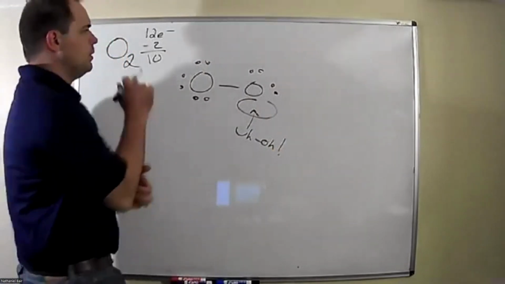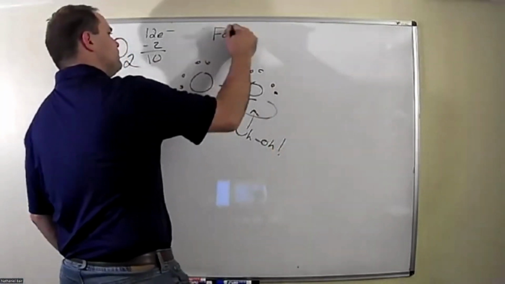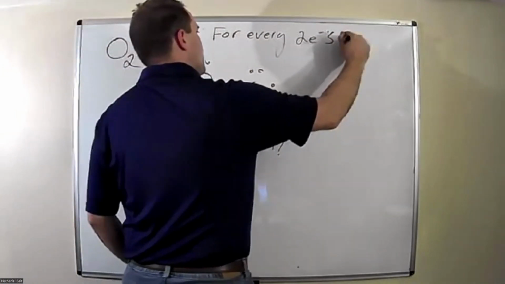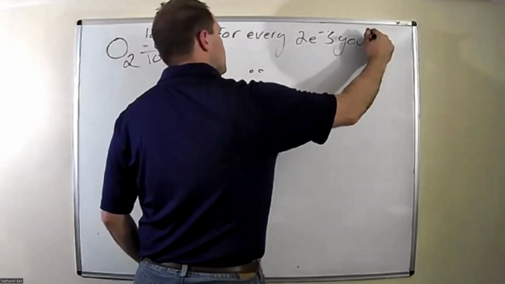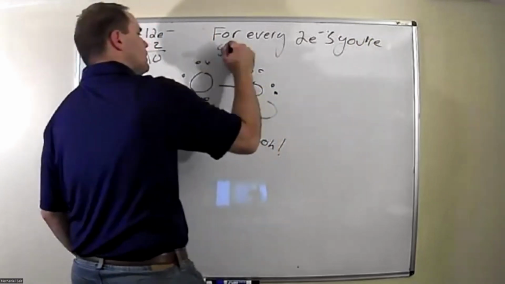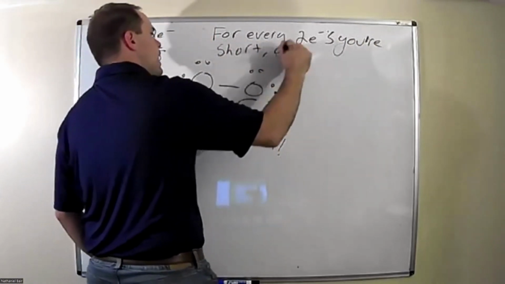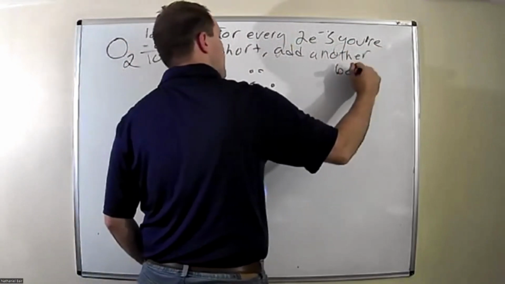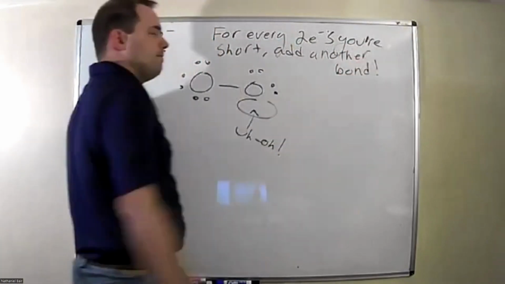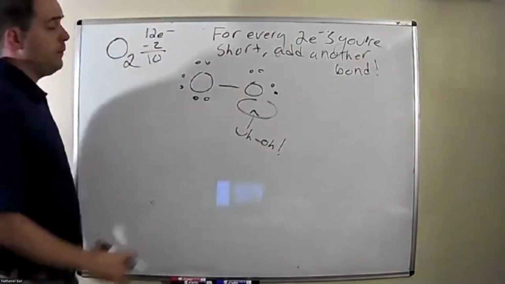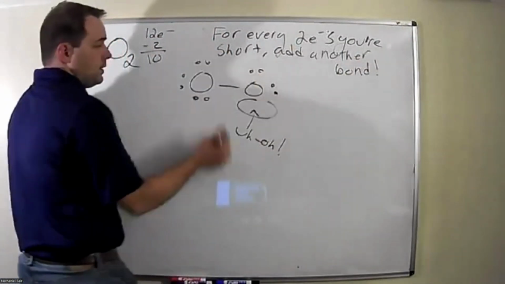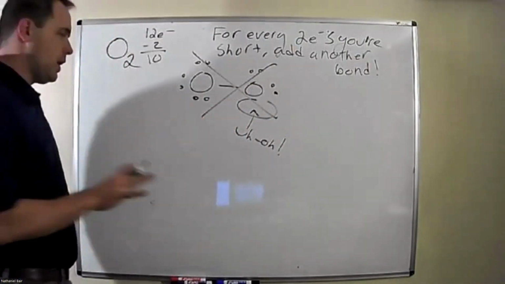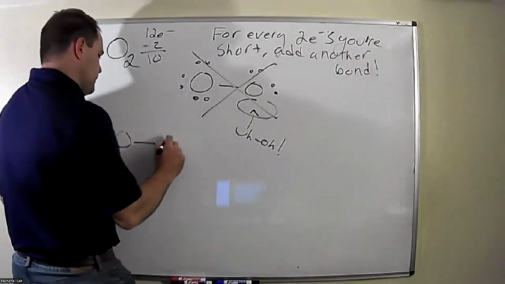Okay, so what do we do? Well, for every 2 electrons you're short, add another bond. If you're a doer and you put dots on here, this structure is now dead. Don't try to save it. Move on. You got to redraw it, so we're going to redraw it.